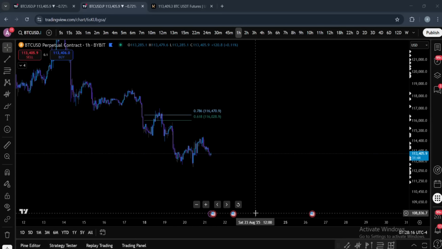Good afternoon. Today we're going to cover a simple strategy on how to identify trapped traders and take advantage of a move using order flow and BYDFI exchange.